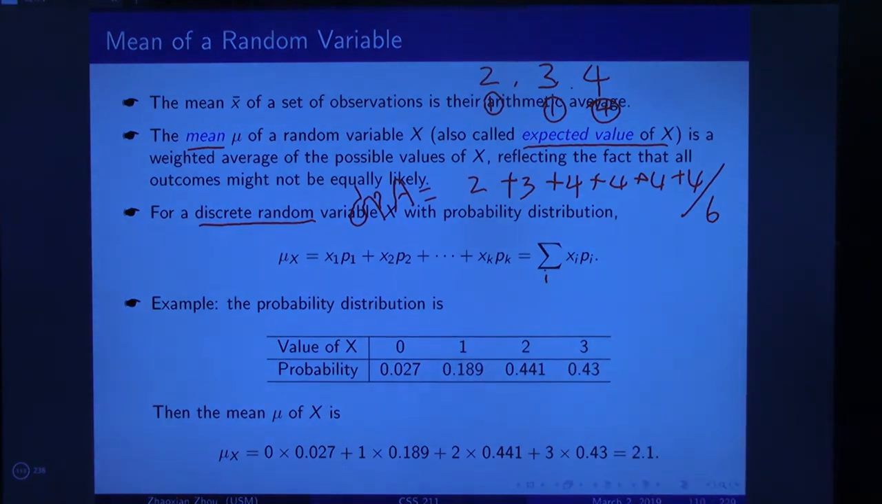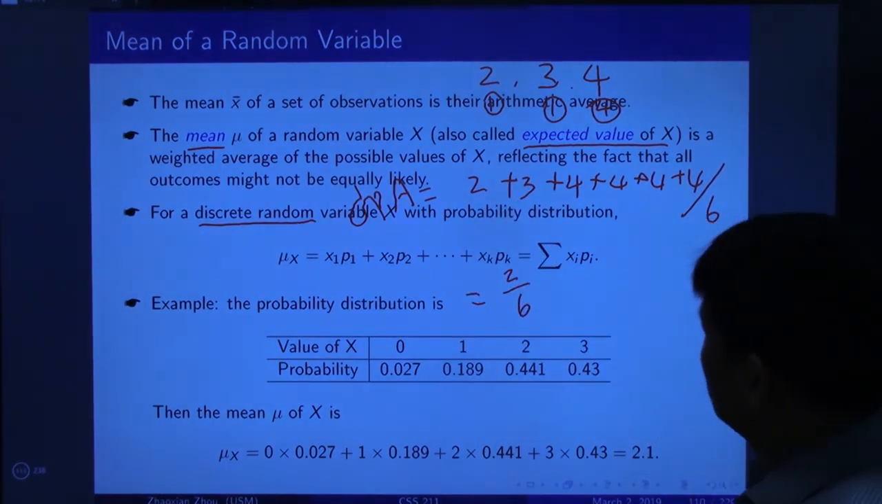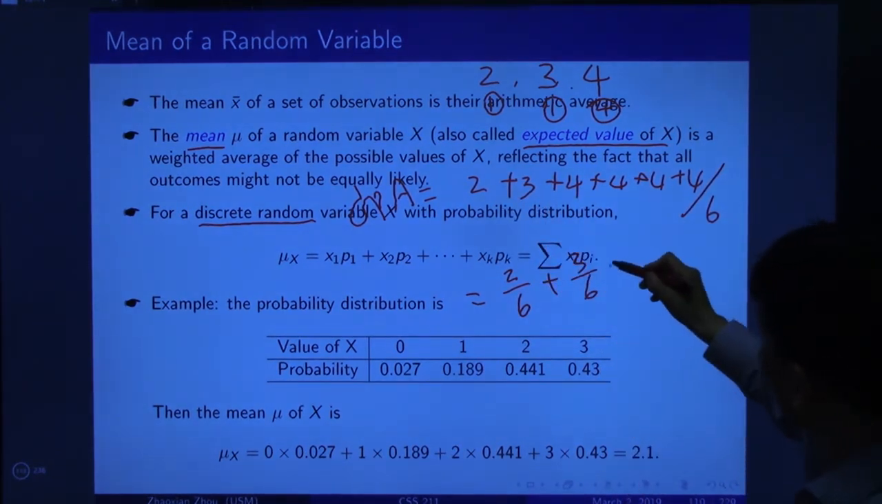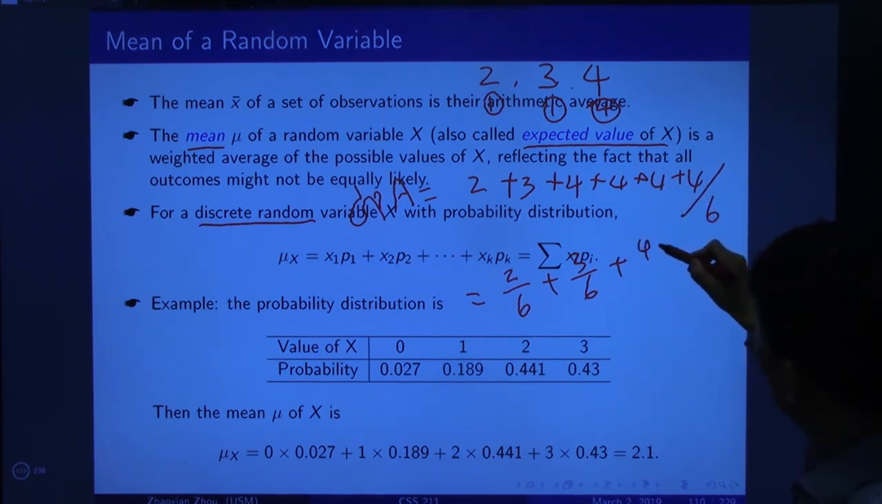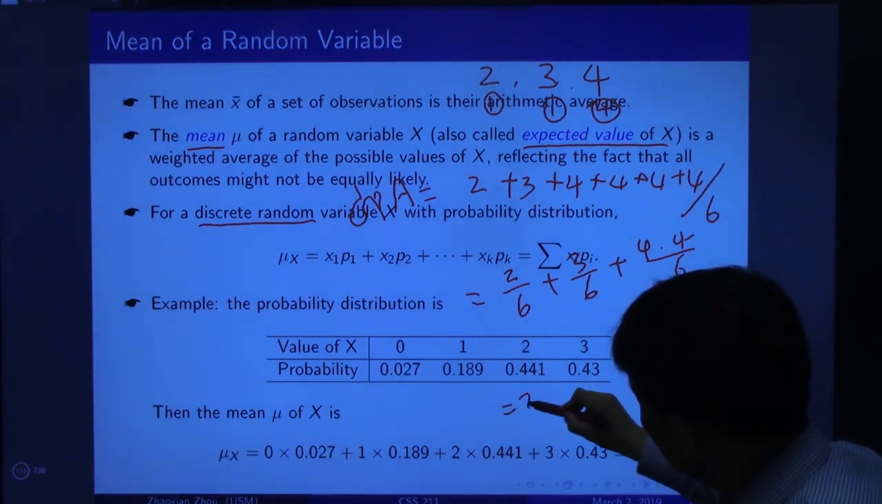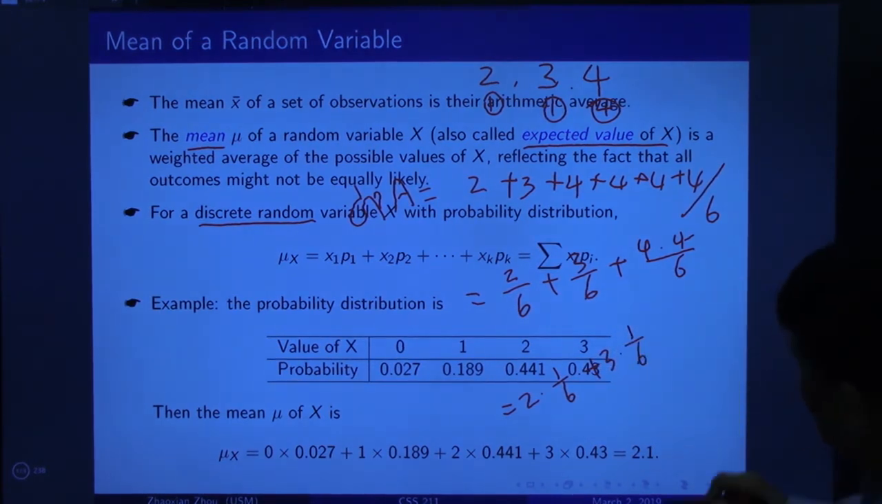If we use the distributive property, this will equal 2 over 6 plus 3 over 6 plus 4 over 6, 4 over 6, 4 over 6, 4 over 6. Or I can write this one as 2 times 1 over 6 plus 3 times 1 over 6 plus 4 times 4 over 6.